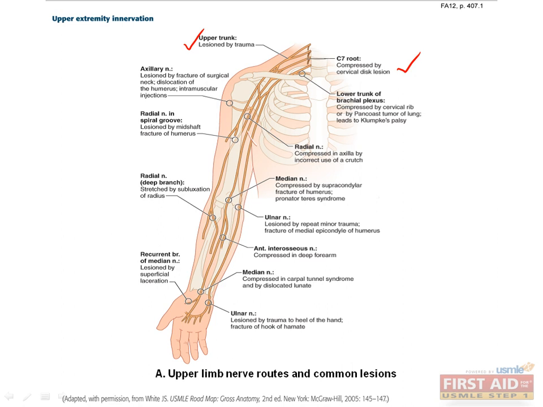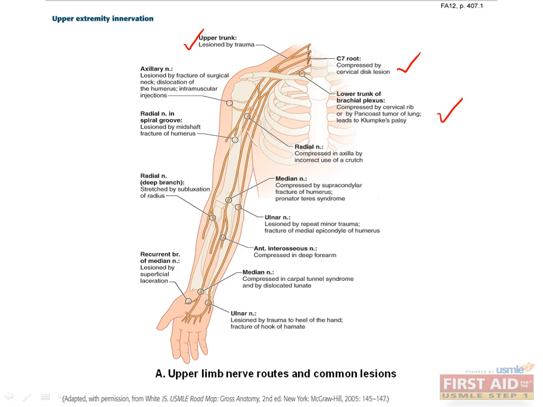In contrast to the upper trunk, the lower trunk is not as commonly injured by trauma, though it can be damaged by stretching injuries like trying to grab something while falling, but more commonly by compression. This compression can be from a variety of entities, usually something exotic. Classic board examples would be Pancoast tumors of the lung, that is, superior sulcus lung cancers, or a cervical rib, which is quite literally an additional rib attached to a cervical vertebra. Both cause mass effect on the lower trunk and lead to an array of injuries termed Klumpke's palsy or total claw hand, which we'll discuss in a few pages as well.